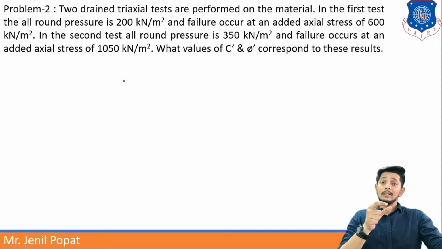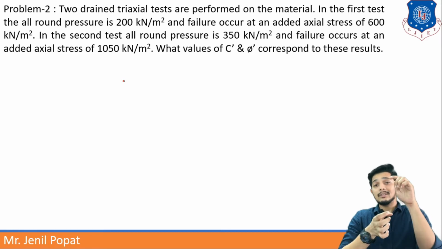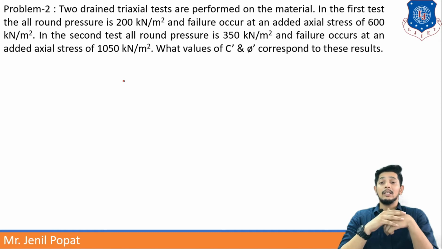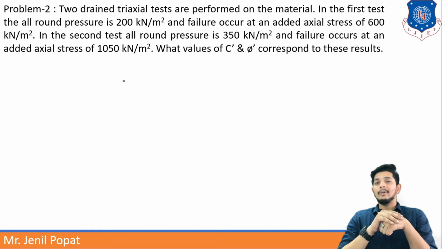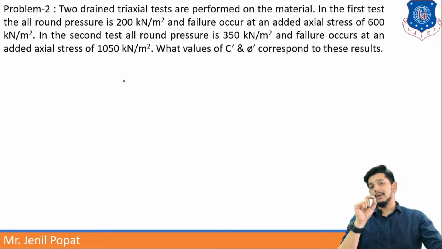Now, they have provided 200 kilonewton per meter square all-round pressure and extra axial stress, which is added axial stress, which is 600 kilonewton per meter square. Keep in mind that in the second test, all-round pressure is 350 kilonewton per meter square and failure occurs at an added axial stress, which is 1050 kilonewton per meter square. Now question is, what values of C dash and phi dash correspond to this result? So we need to find C dash and phi dash first.